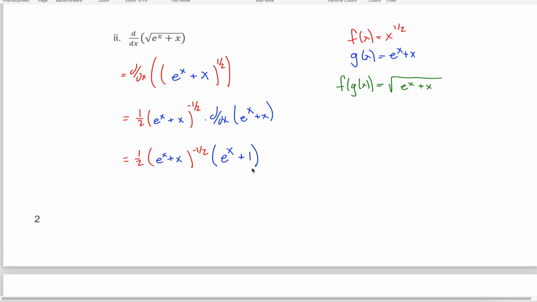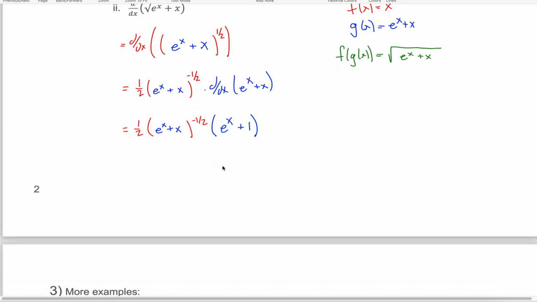Note the importance of these parentheses. If you don't have these parentheses here, all this stuff will only get multiplied by the e to the x, not the plus 1. But I want to multiply all this stuff by this entire derivative, so it's really important that I put these parentheses in right here. You could be done right here if you wanted.